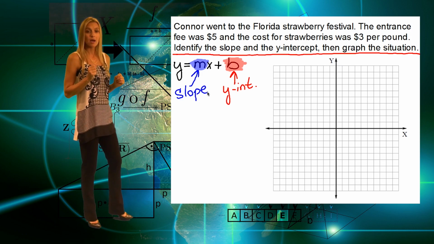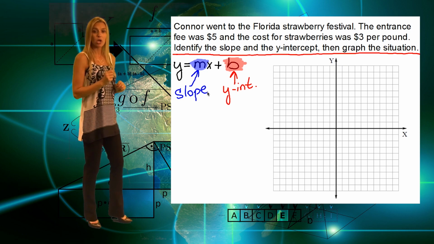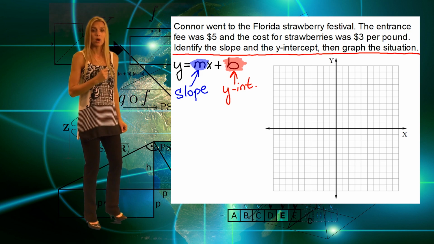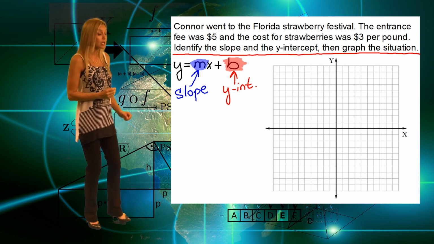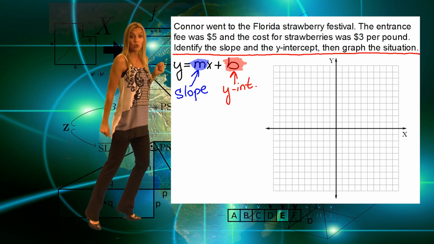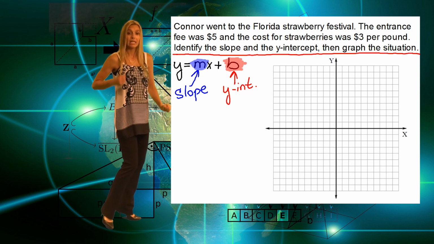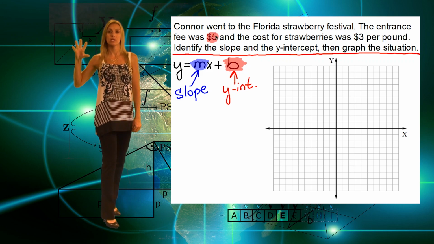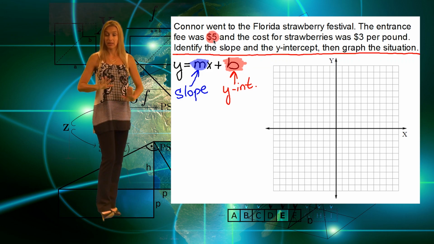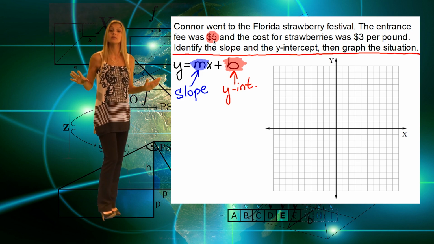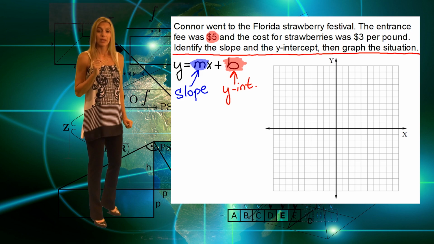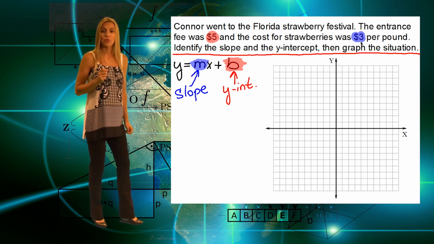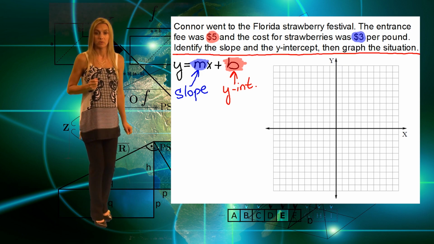So the problem says, Connor went to the Florida Strawberry Festival. Great. The entrance fee was $5. So just for Connor to enter the Florida Strawberry Festival, he had to pay $5. That was, no matter what, the entrance fee. And he doesn't pay anything after that unless he buys something, right? Then they tell us, on top of it, the cost for strawberries was $3 per pound.